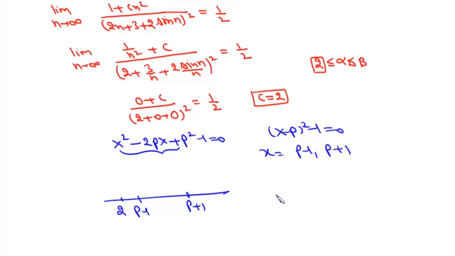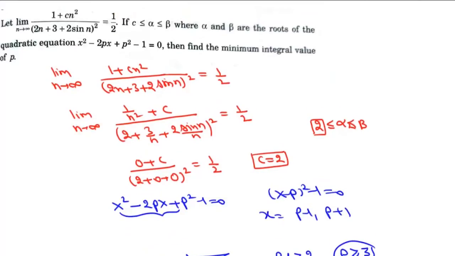And these roots must be greater than or equal to 2, which means p minus 1 must be greater than or equal to 2, or p is greater than or equal to 3. Now the smallest integral value of p is simply 3, and that is the answer to this question.